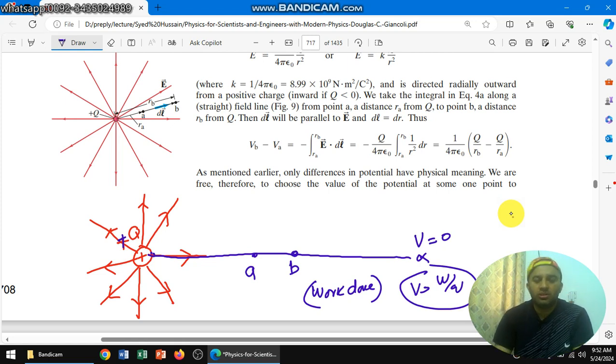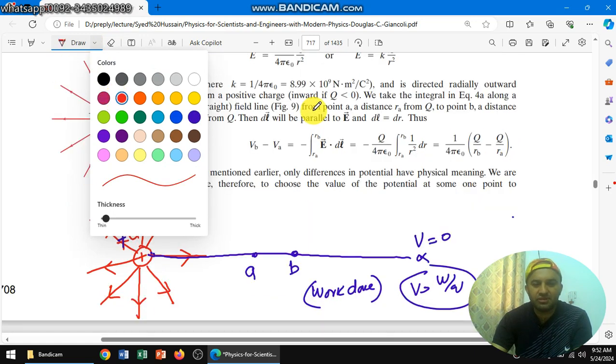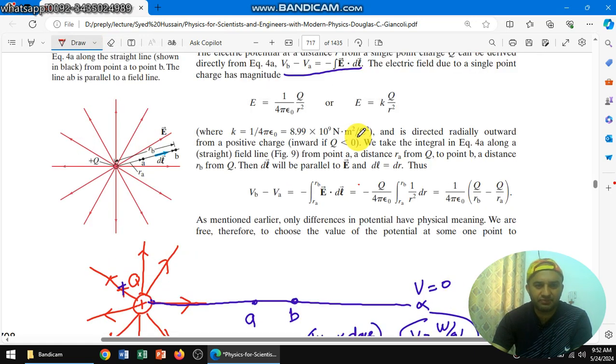Suppose, in order to find the work done, we already used another equation, that is the potential gradient. So we use the formula VB minus VA is equal to minus the integral of E dot dl. This formula says that the change of potential is a line integral of E dot dl. So this is the same formula to determine the work done.